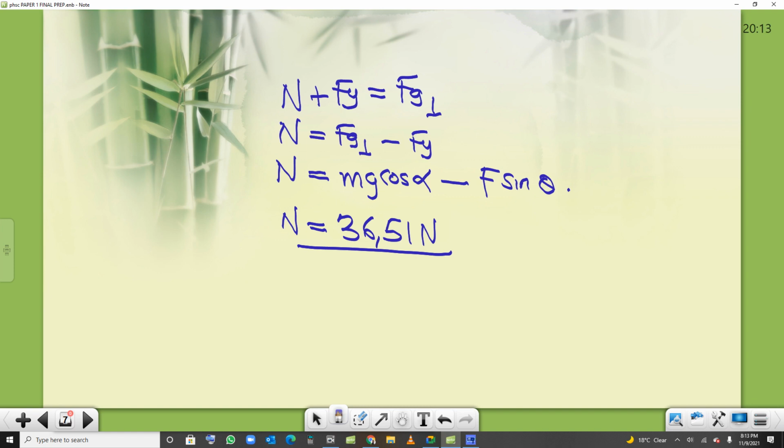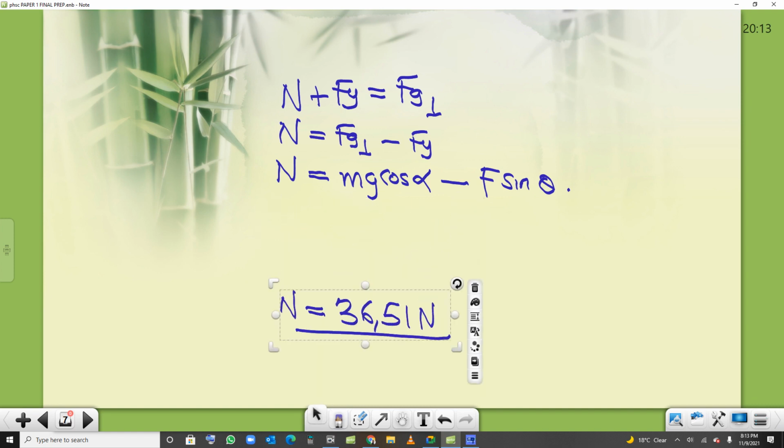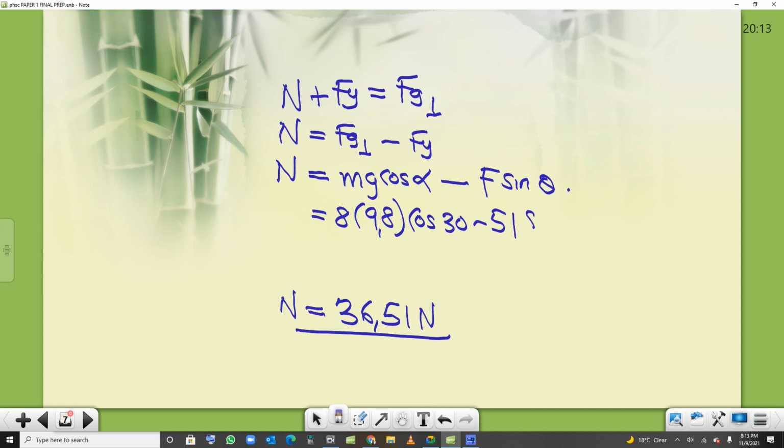36,51. Can I move on? Guys, please don't do all of this. X plus X is 2X, then 2X, you move to the other side. It's not maths, man. This is physics. We go straight. But you show your substitution, right? Let me show the substitution here. What is my mass? 8. 9,8 cos what? 30 minus 51 sine.